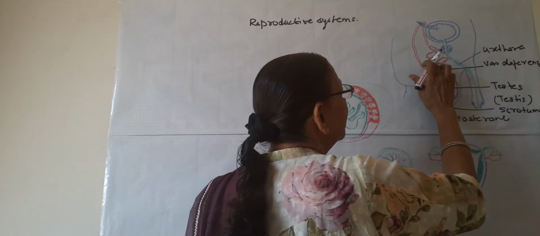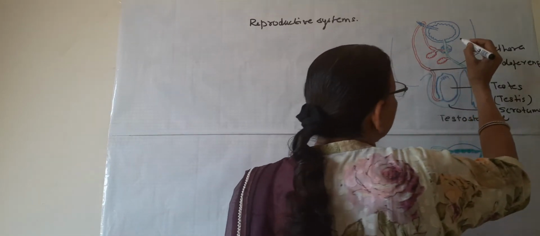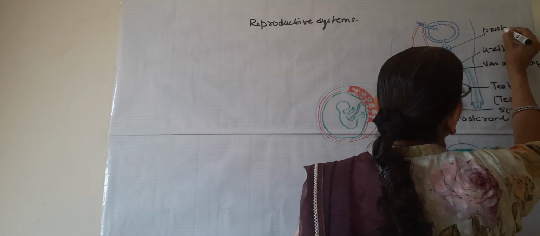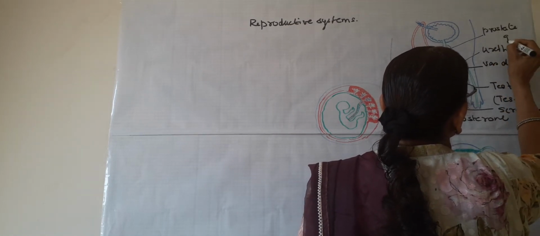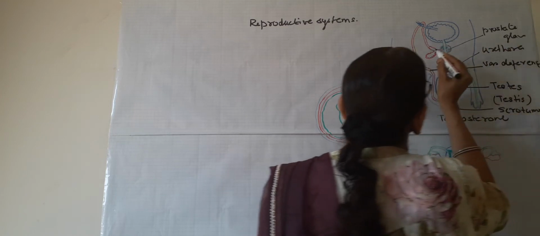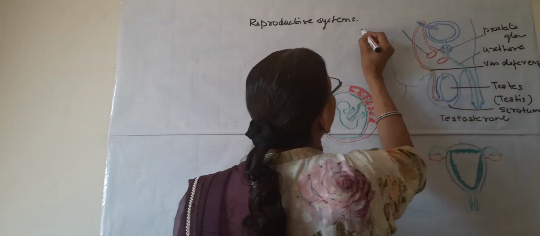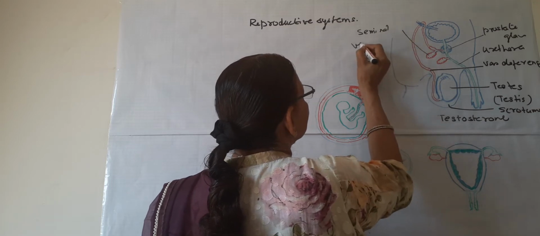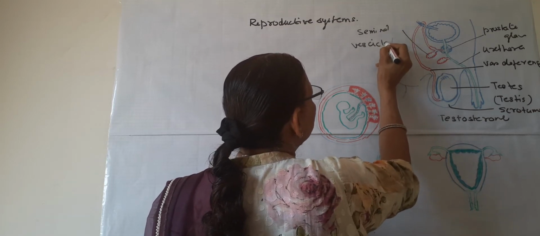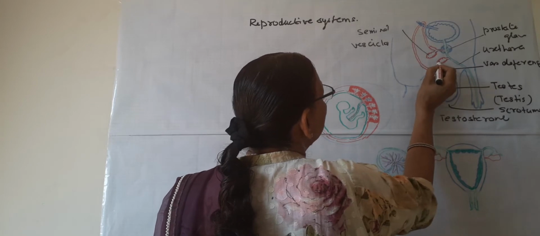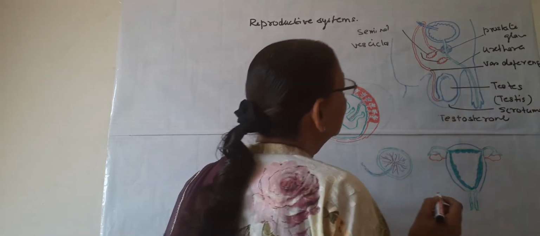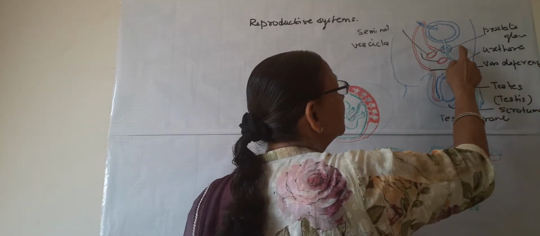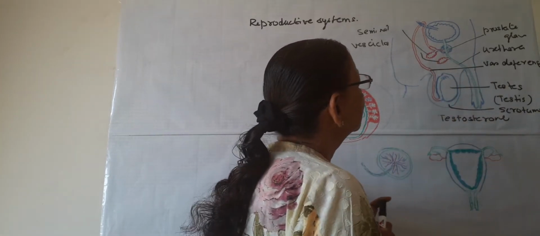So what are these red structures and this blue structure? This is prostate gland, and these red ones are known as seminal vesicles. Two are present, so these two are known as seminal vesicles. So what is the function of prostate gland and seminal vesicle?